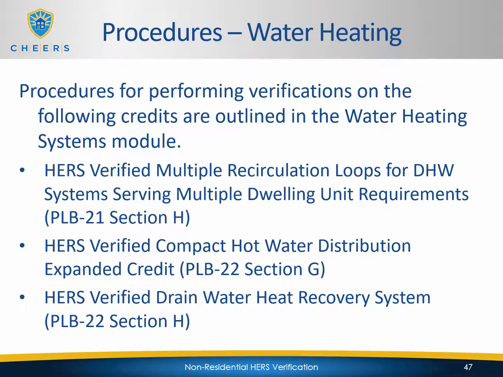So we're going to cover where these sections are covered on the forms themselves, just so you have a point of reference for that. So the HERS verified multiple recirculation loops for DHW systems serving multiple dwelling unit requirements. So this is going to be on the PLB 21 in section H. The HERS verified compact hot water distribution expanded credit is going to be on the PLB 22 section G. The HERS verified drain water heat recovery system is on the PLB 22H.